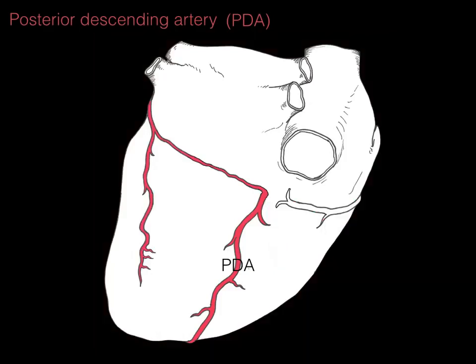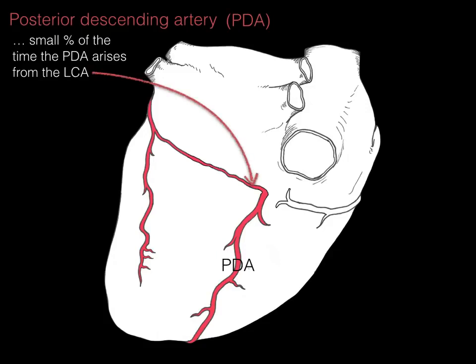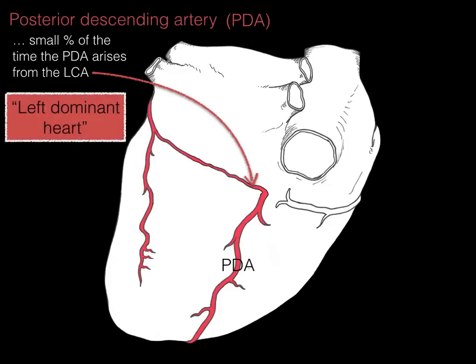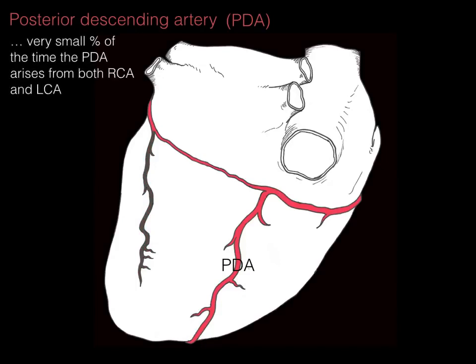However, watch this next picture. See that change? A small percent of the time, the PDA arises from the left coronary artery, as this illustration shows. And so we call this a left dominant heart. And then an even smaller percent of the time, you notice I raised my voice to show how small of a time it is. That's the inflection in my voice.